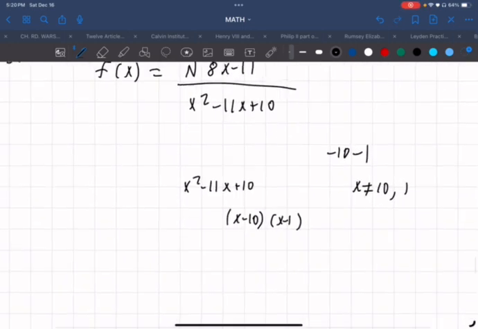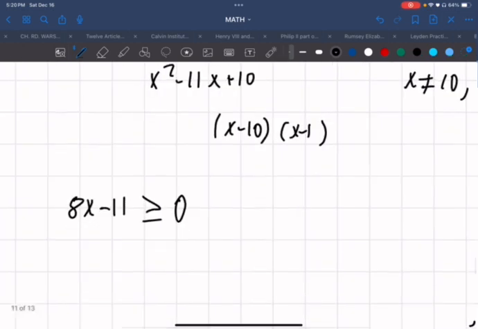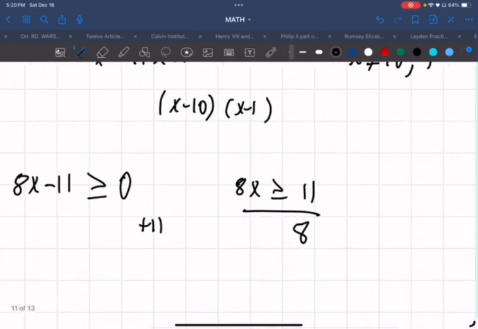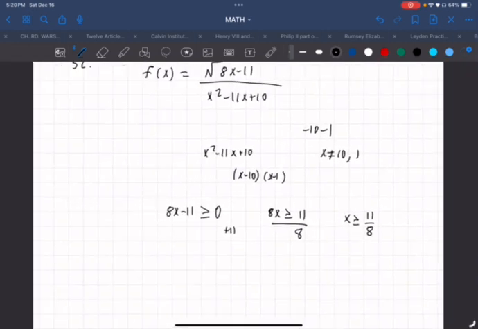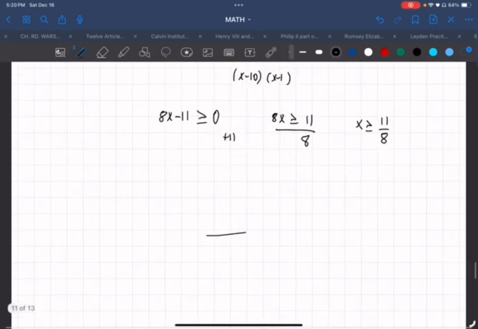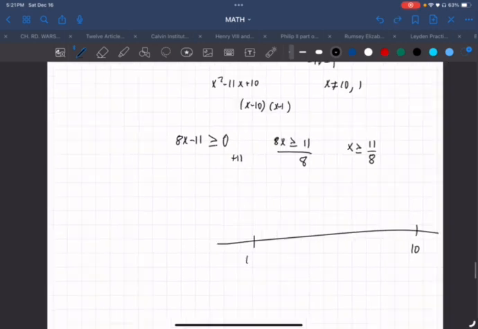And then for the numerator, it can't be negative. So let's set this up as an inequality. It has to be greater than or equal to 0. So x has to be greater than or equal to 11, right? And this is an interval, so let's try the number line because I have to visualize. And 8 is somewhere in between 1 and 10.